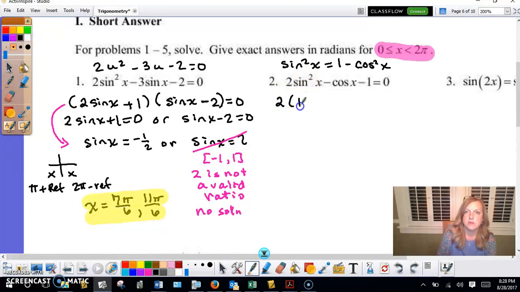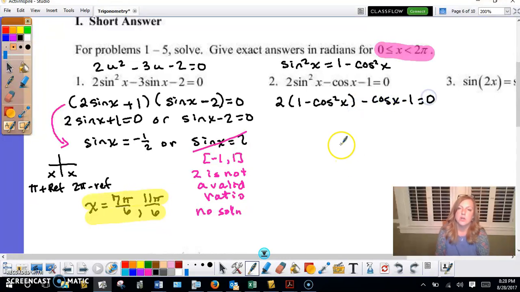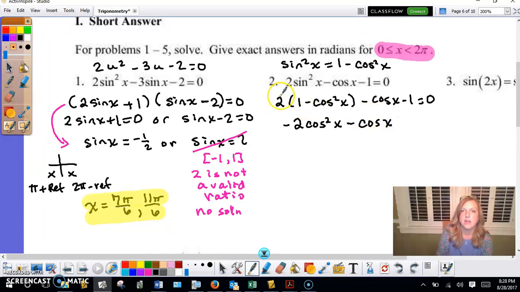So 1 minus cosine squared x minus cosine x minus 1 equals 0. We're going to do a little bit of algebra and combine like terms. We're going to put it in order. I like to put the quadratic first. So this would be minus 2 cosine squared x. Then the linear term, minus cosine of x. And then remember you're distributing, so you've got a 2 minus a 1. So that's plus 1 equal to 0.